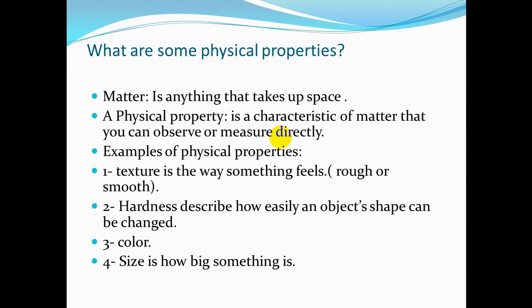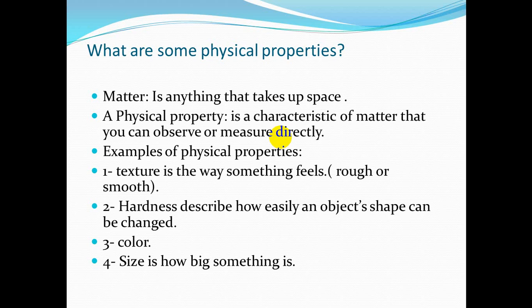Number one, we talked about texture, which is the way something feels. When you feel something, is it rough or smooth? Something like sand is rough, something like the glass of the window in our classroom is smooth. This is the meaning of texture. The second physical property is hardness. Hardness describes how easily an object's shape can be changed. For example, we cannot change the shape of the basket in our classroom. It's hard, but the clay, we can change its shape easily.